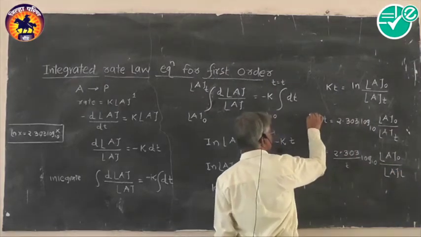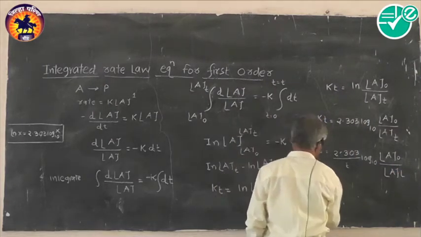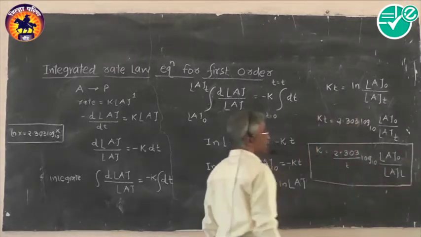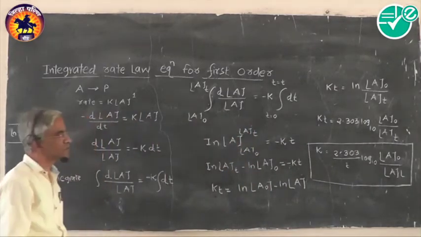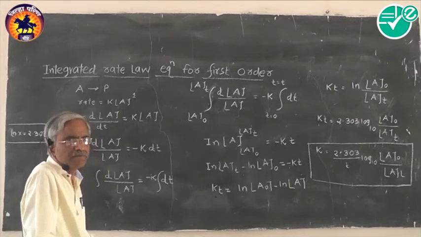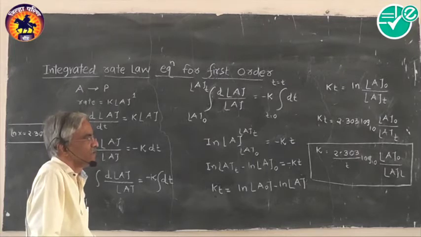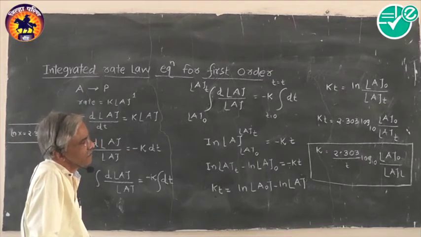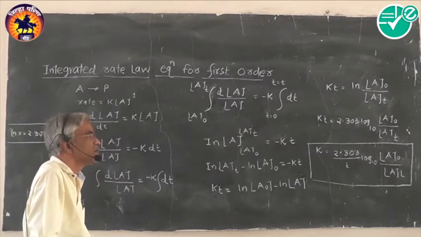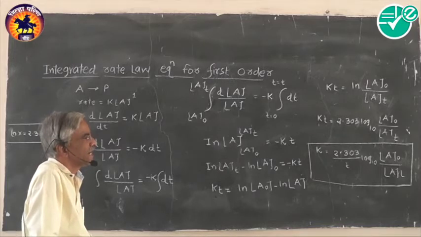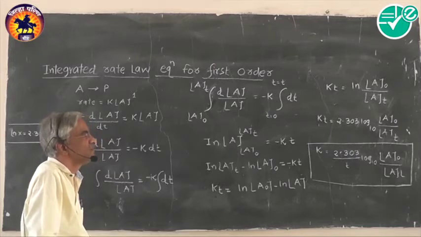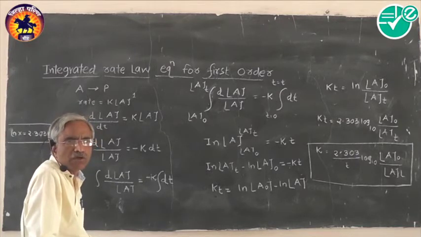This form of the equation is the integrated rate law equation for the first order, where k is the rate constant, t is the time at which you have taken the concentration of the reactant for your study. A0 is your initial concentration and At is the concentration of reactant at a time t when we want to study the first order reaction.